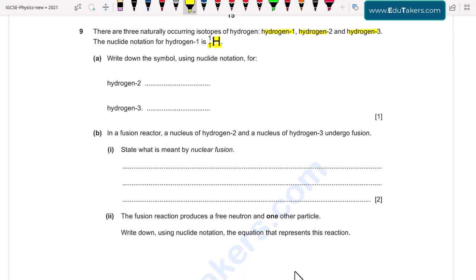Part A. Write down the symbol using nuclide notation for hydrogen 2 and hydrogen 3. So first of all, we have to know what isotopes are. Isotopes are those elements that have the same atomic number but different atomic mass.